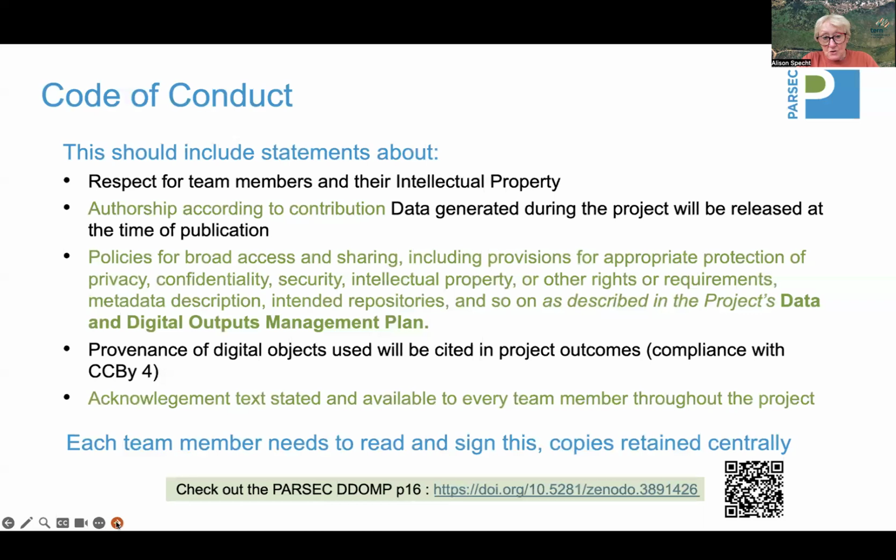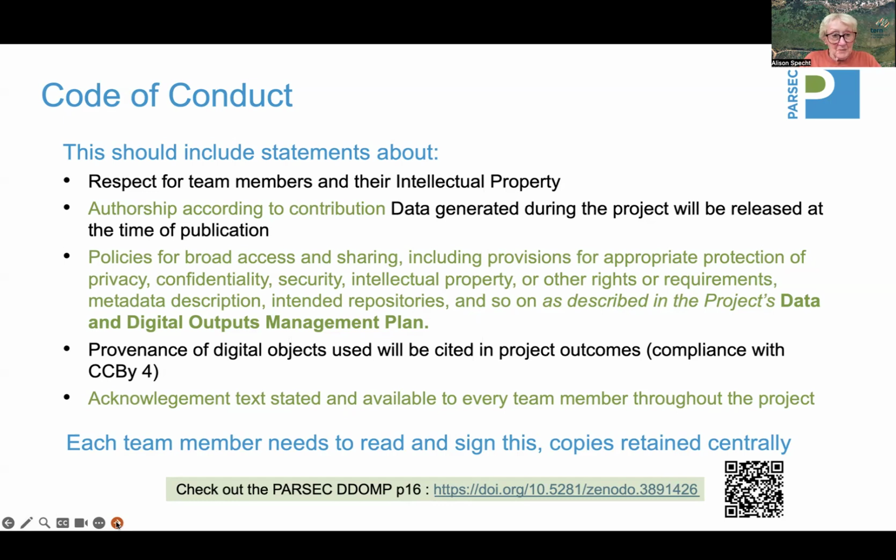The provenance of digital objects used will be cited in project outcomes. That should be in your Code of Conduct. And you should include the acknowledgement text, which includes the research codes for each of the research funders, and make sure it's not just available in the Code of Conduct, but available in the shared space that the team has, so that it's available as they publish whatever they do throughout the project as part of the project.